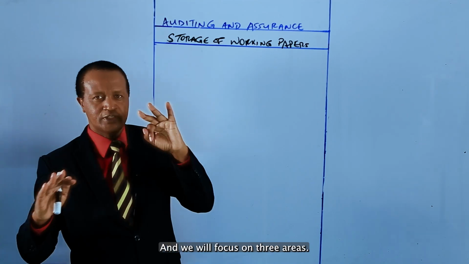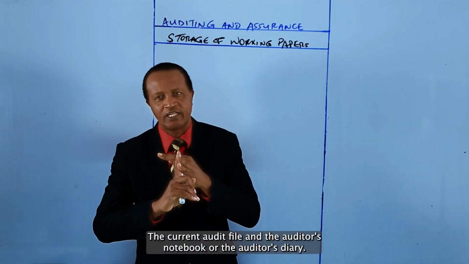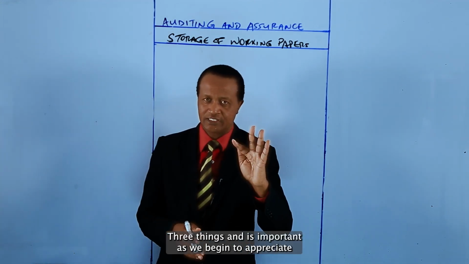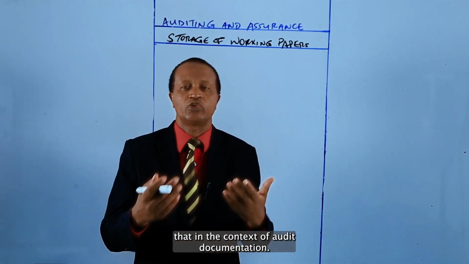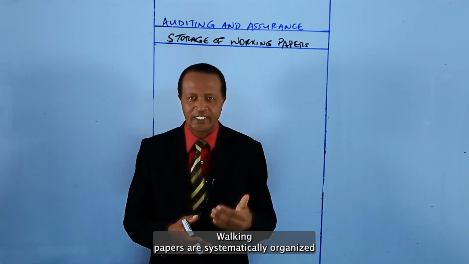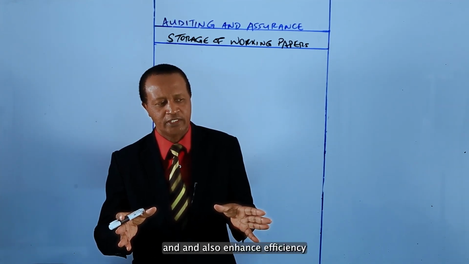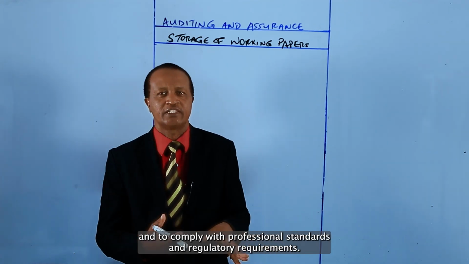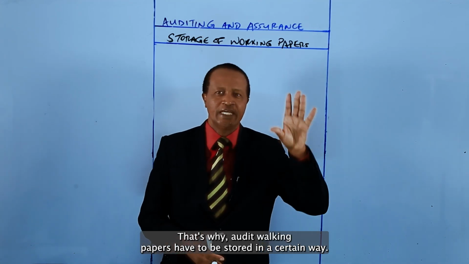And we will focus on three areas: the permanent audit file, the current audit file, and the auditor's notebook or the auditor's diary. Three things. It's important to appreciate that in the context of audit documentation, working papers are systematically organized and stored to ensure easy retrieval, to enhance efficiency and to comply with professional standards and regulatory requirements. That's why audit working papers have to be stored in a certain way.